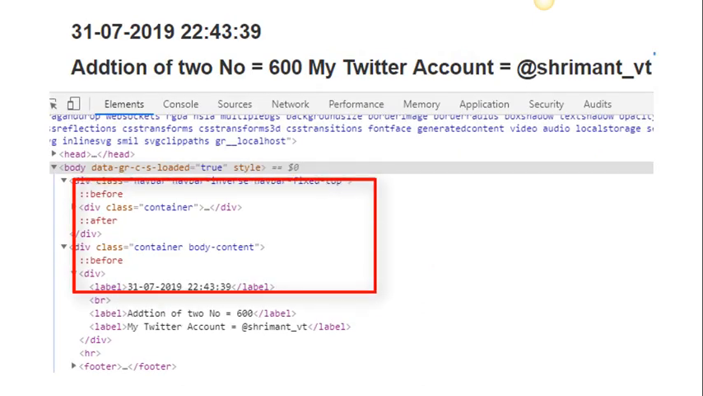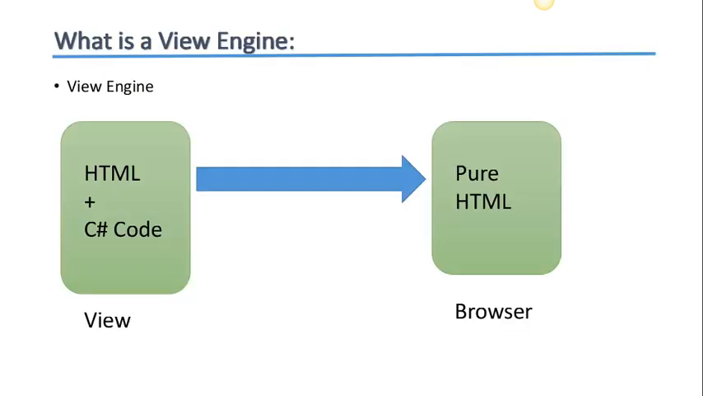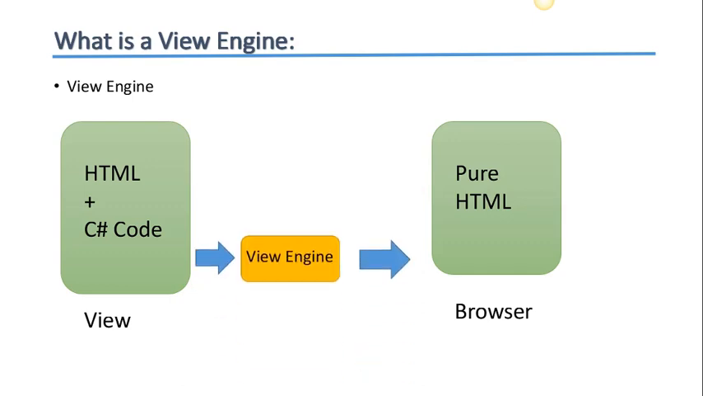Whatever code we have written inside the view, for example HTML code and C# code, once we render the view to the browser, the browser contains only pure HTML. How does it display the pure HTML code to the browser? This is the job of a View Engine.